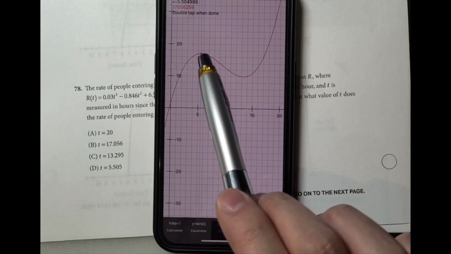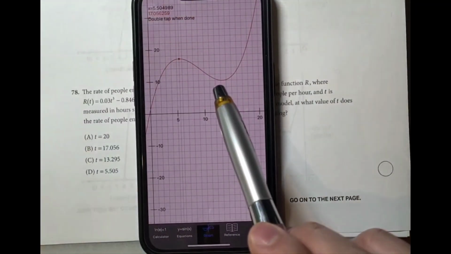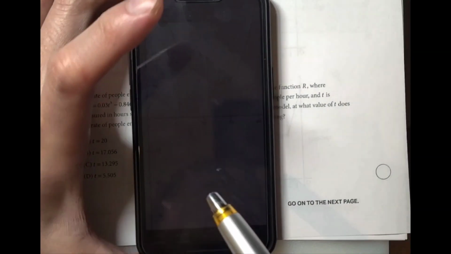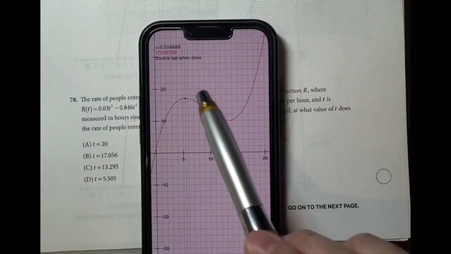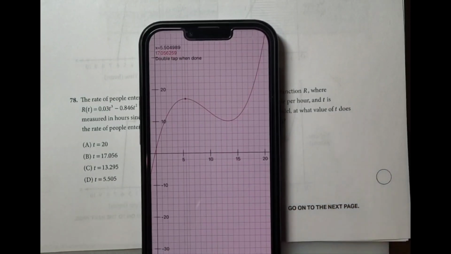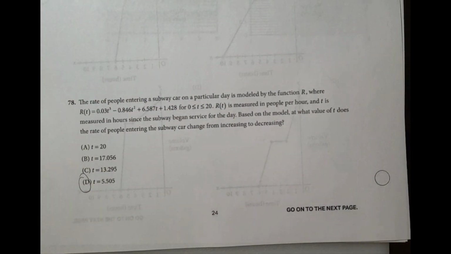So we want this maximum point, because that's when the function changes from increasing to decreasing, which is exactly what it is asking. Not from decreasing to increasing, that would be this minimum over here. But we want this maximum over here, because once again, it's from increasing to decreasing. So what's that value? That is at 5.505. So that is D.